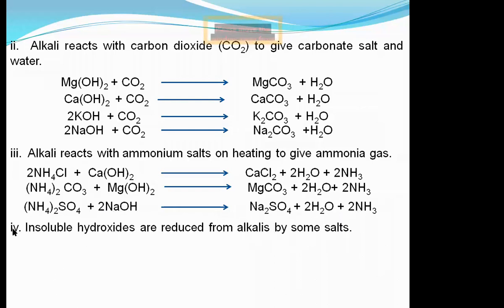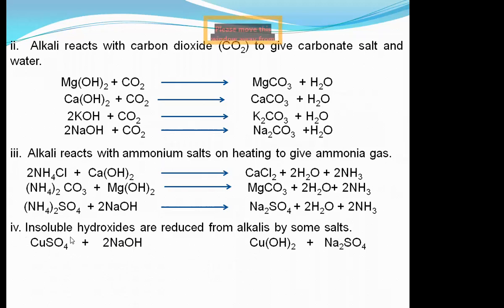Okay, and another one is: insoluble hydroxides are produced from alkali by some salts. Some hydroxides are not very soluble in water, and such hydroxides are formed by alkalis. Look at copper sulfate and sodium hydroxide. Here, this hydroxide and copper sulfate is a double displacement reaction. So Na combines with SO4, Na has valency 1, sulfate has valency 2, Na2SO4.